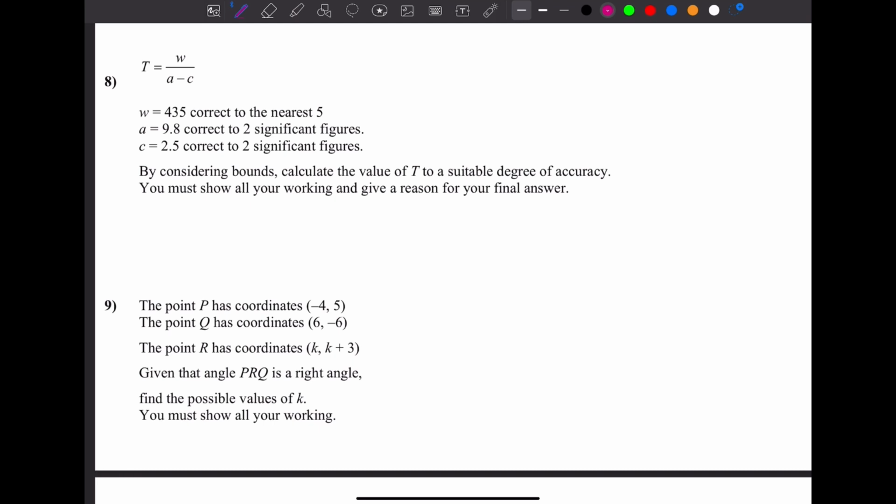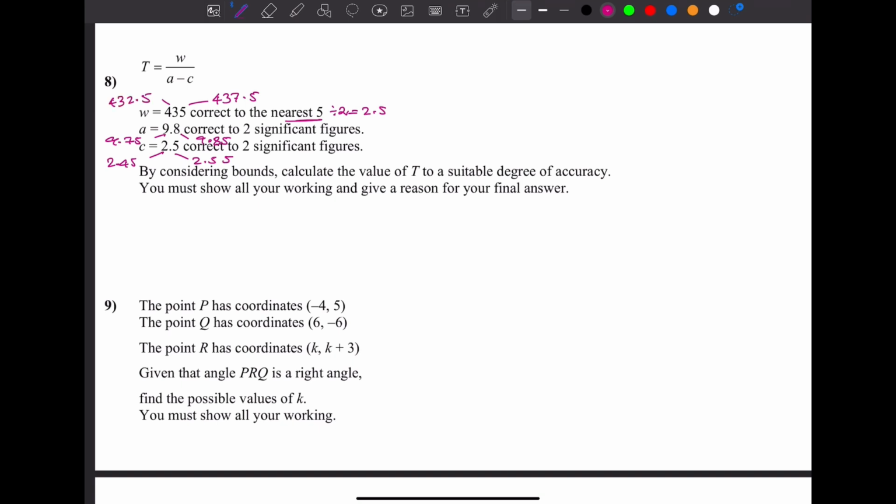Upper bound, lower bound. Remember, you know the upper bounds on this, which is 2.55, 2.45. Upper bound is 9.85, 9.75. Because it's nearest 5, what do you do? You divide the 5 by 2. What do you get? 5 divided by 2 is 2.5. You add 2.5 onto the 435, which is 437.5. Then take away 2.5 from the 435, which is 432.5.